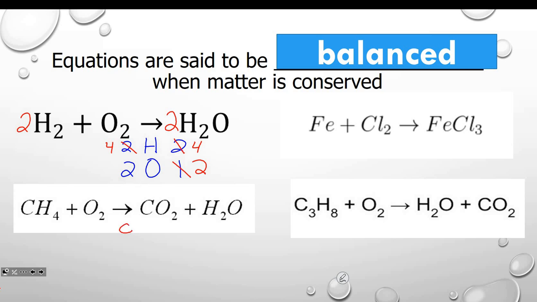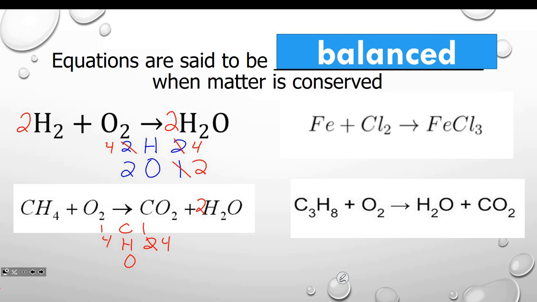Again, leave hydrogen and oxygen to very last, so it's going to be a CHO. On the left-hand side, I've got 1 carbon. On the right-hand side, I have 1 carbon. On the left-hand side, or reactant side, I have 4 hydrogens. On the right-hand side, or products, I have 2. So again, I'm going to put a 2 up here, change that to a 4.